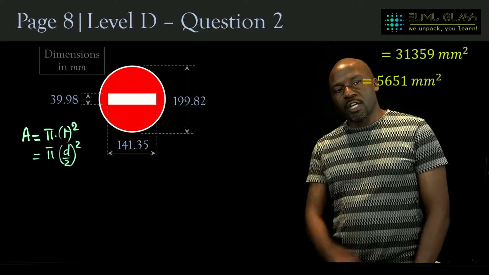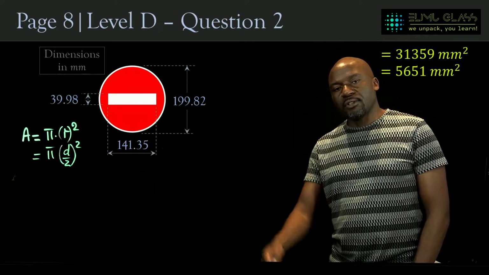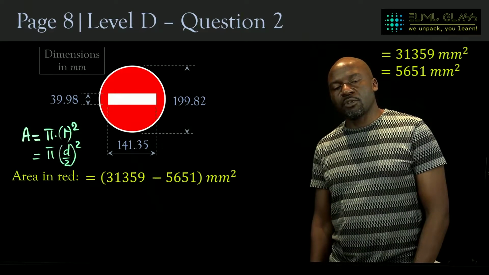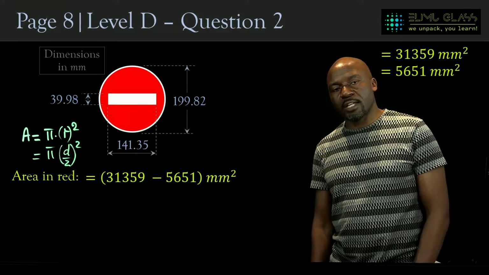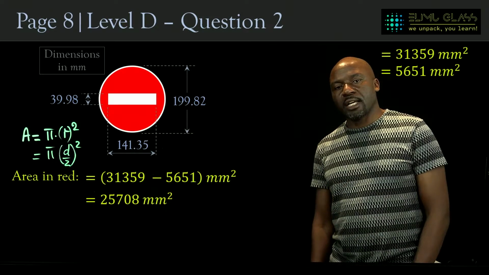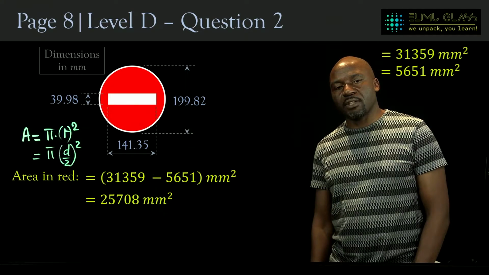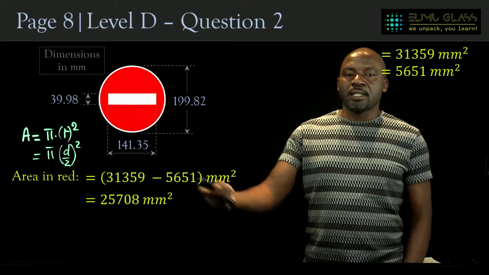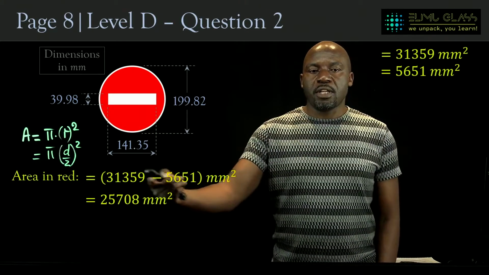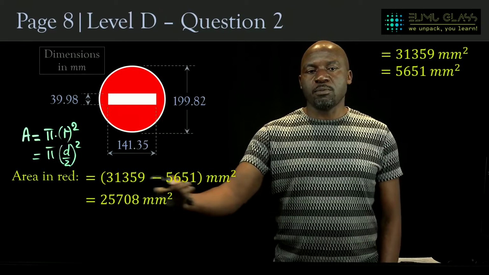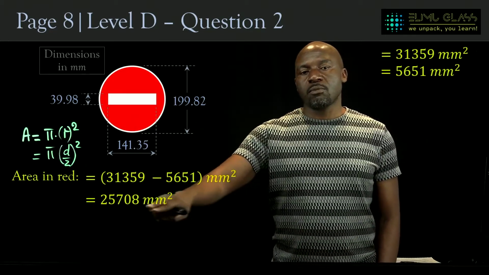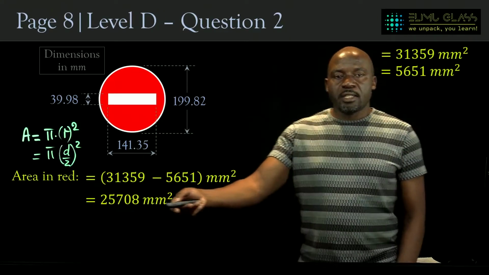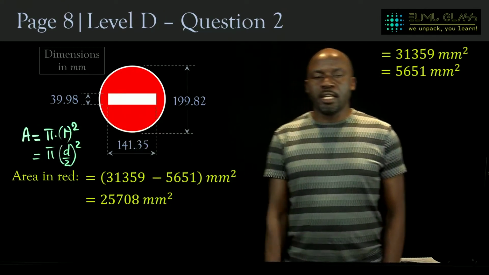So I'll put that value there, area of the rectangle, and so my task now, area that is shaded in red, is the area of the circle, subtract the area of that white rectangle there. And when I subtract, I get 25,708 millimeters. Okay. Now the values that we are subtracting are not decimals. There are no decimals on them. So my answer should not have any decimal on it. Okay. So this is the answer for the area shaded in red.